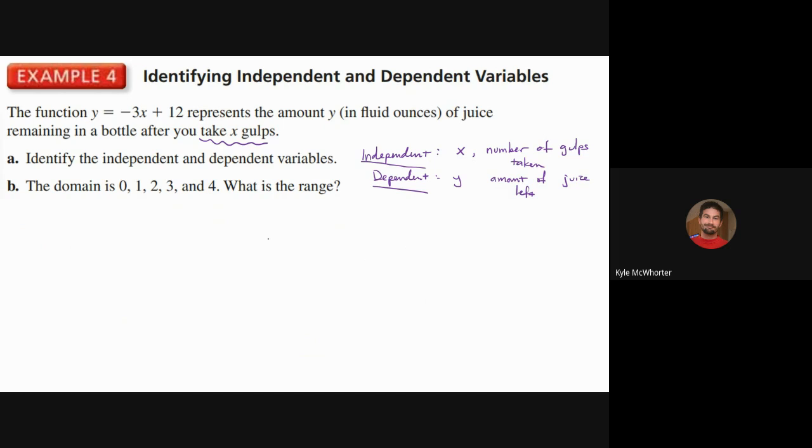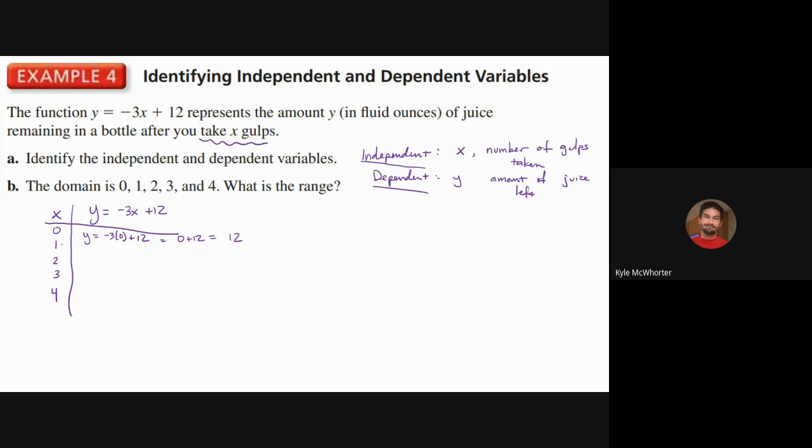What is the range? Well, we can find that out if we know that the x values are 0, 1, 2, 3, and 4. All we have to do is figure out what y is, and y is negative 3x plus 12. So we just need to do negative 3x plus 12 for each one of these. For the first one, when x is 0, y equals negative 3 times 0 plus 12. Negative 3 times 0 is 0. So this is 0 plus 12, which is 12. So I know 12 is going to be in my range.